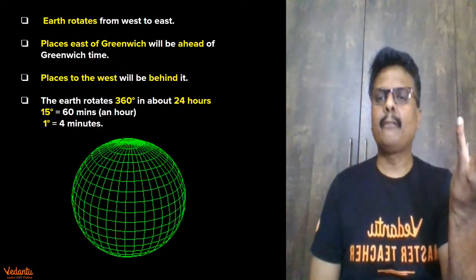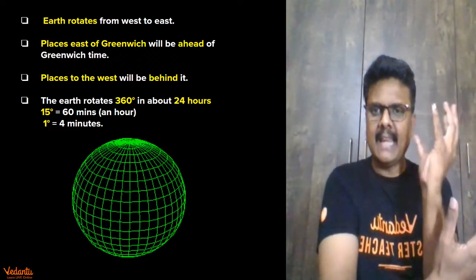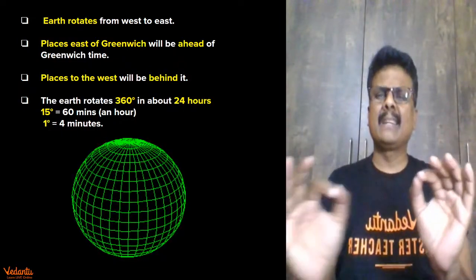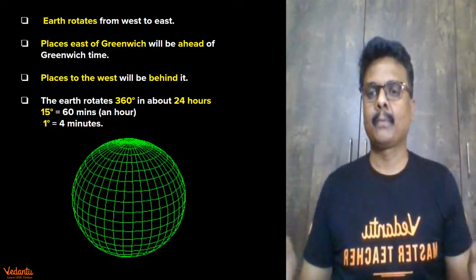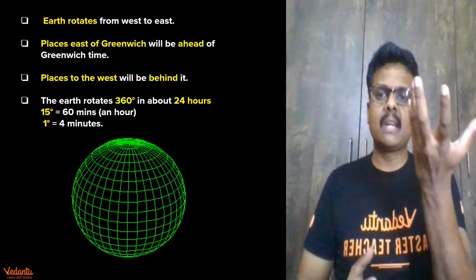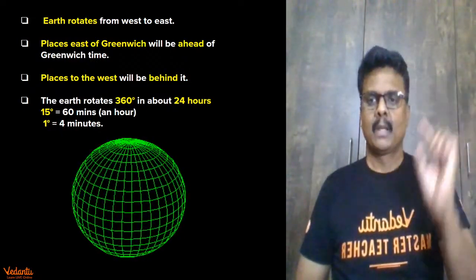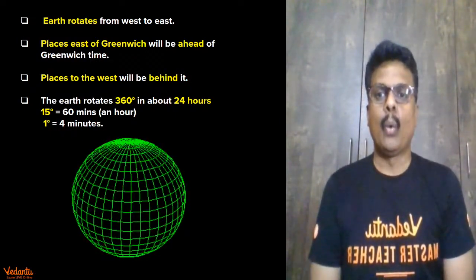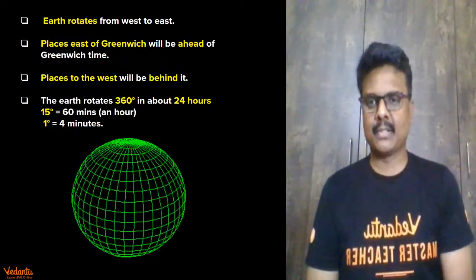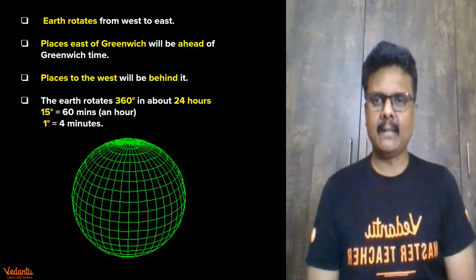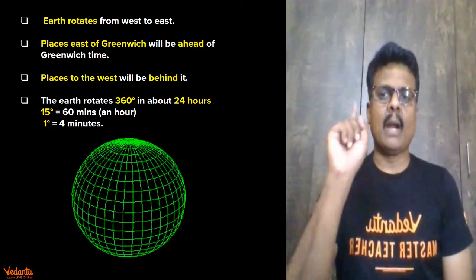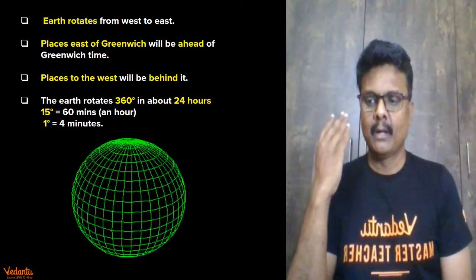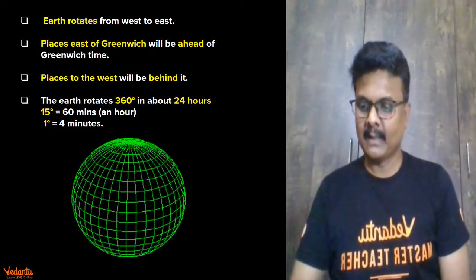Guys, this is a very tricky thing. If you understand the axis, the rotation, and the position of the sun, this is actually so simple. The earth rotates 360 degrees in 24 hours. So 15 degrees is 60 minutes, an hour. 1 degree is nothing but 4 minutes. Just simple math, right? So 15 degrees in 1 hour. For the earth to cross 1 degree, it takes 4 minutes.